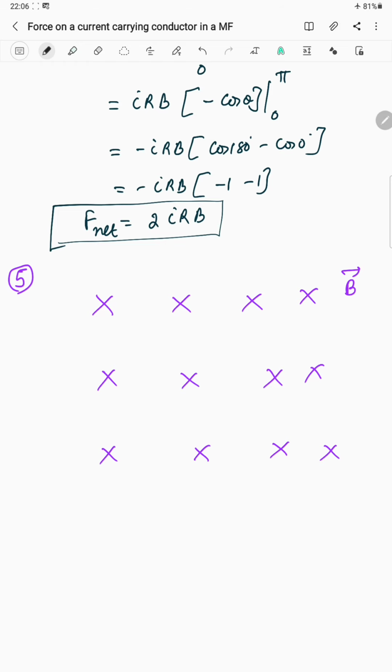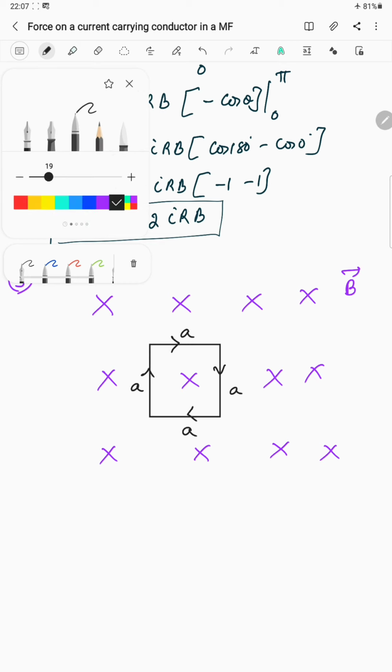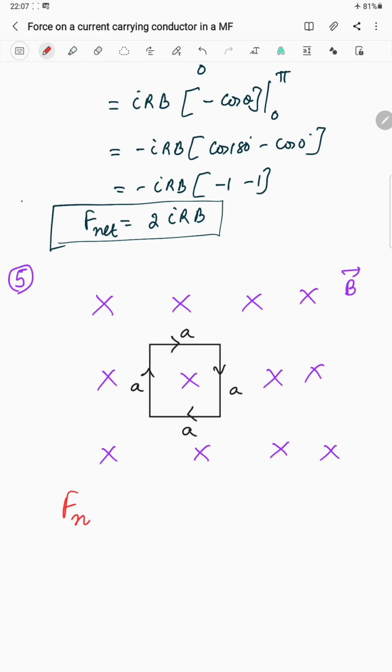So I am doing it again. Just 1 second. We'll take it as a square whose sides are A. All the sides are A. This is A, this is A, this is A, this is A. Now what is the direction of the current? Current direction is in this fashion. Followed. Now what is the F net? You have to calculate the F net here.